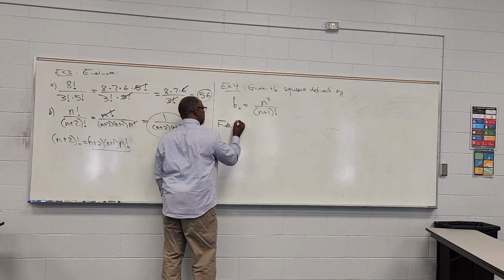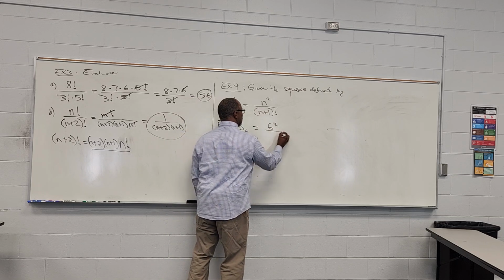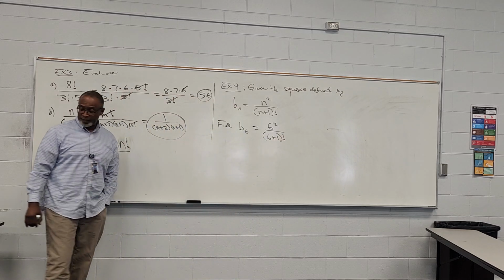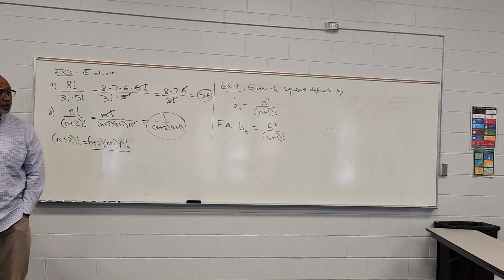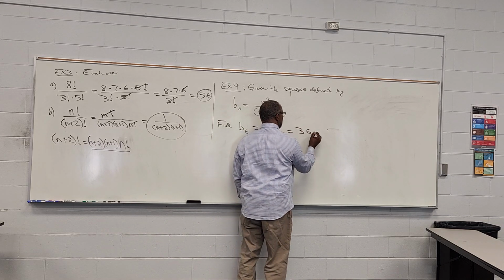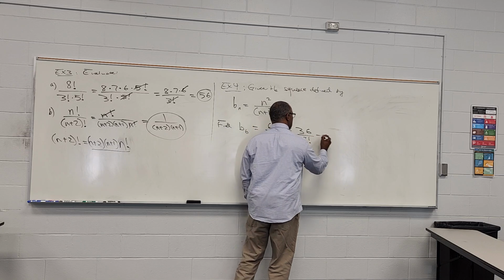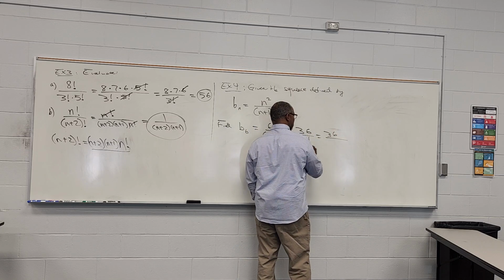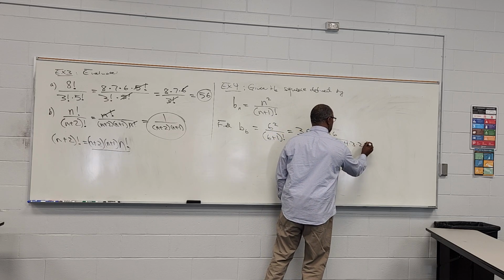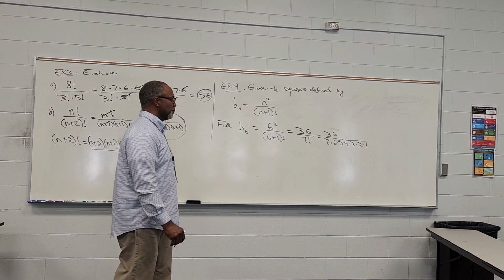Find b sub 6. All that means is everywhere I had an n, I put a 6. So 6 squared over 6 plus 1 factorial. Okay? Well, now I got to simplify this. 6 squared is 36. 6 plus 1 factorial means 7 factorial. That's 36 over 7 times 6 times 5 times 4 times 3 times 2 times 1. That's literally what 7 factorial means.